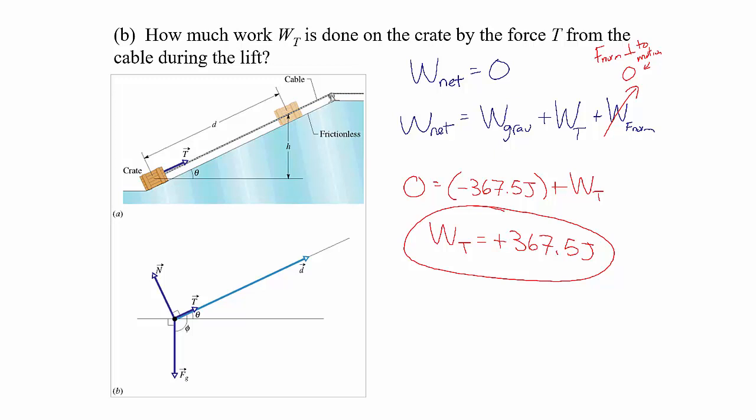So the work done by the tension in the rope must be positive 367.5 joules. Again, we didn't need to know anything about the angle. We could have found the angle because we knew the hypotenuse and we knew the vertical distance. But we didn't need to do anything with the angle to find the work done by the tension.